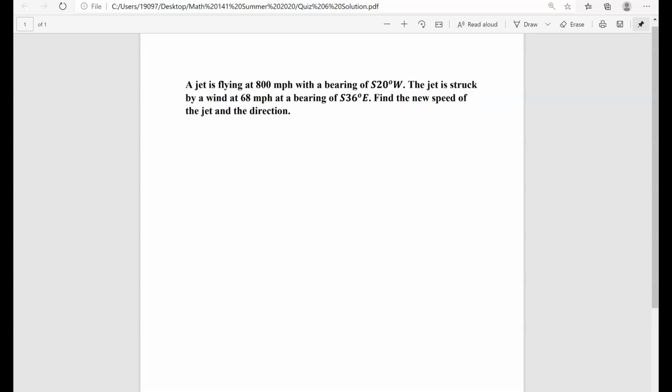Hi, Math 141 class. Some of you were asking me to do this problem, which is the second part of the quiz. So I'm going to do it right here.